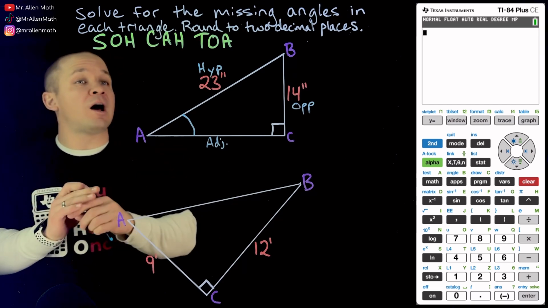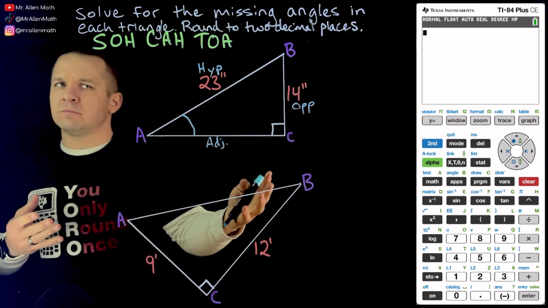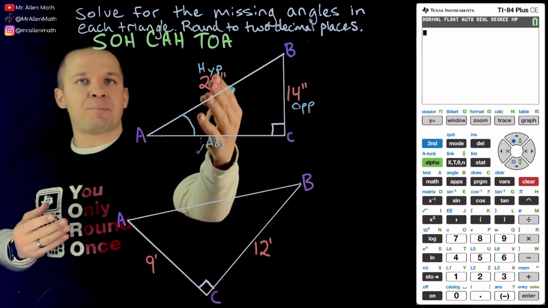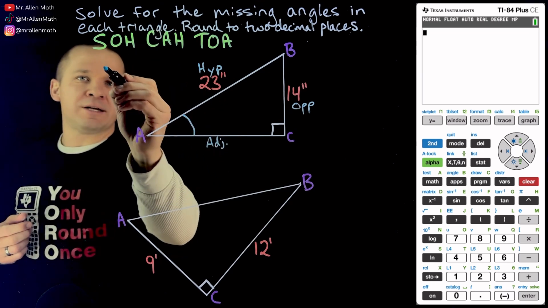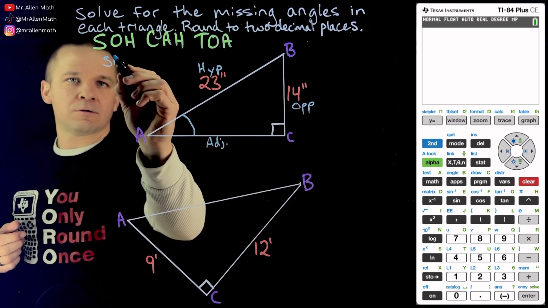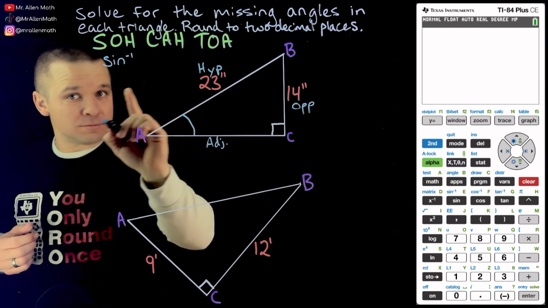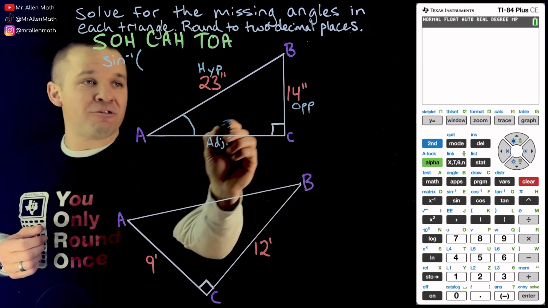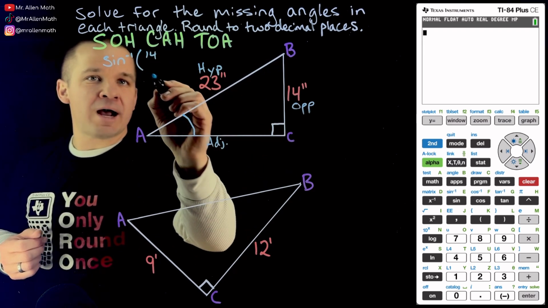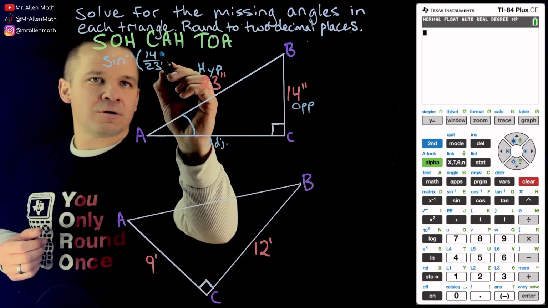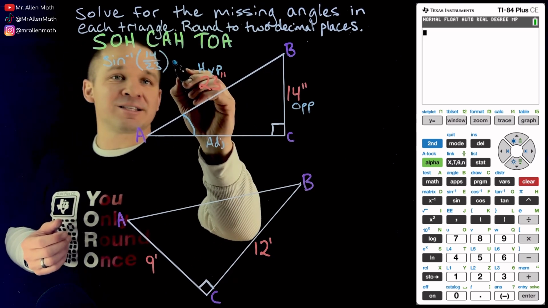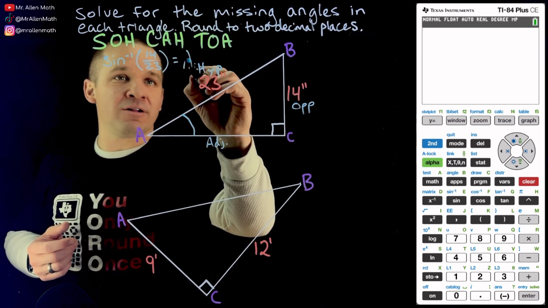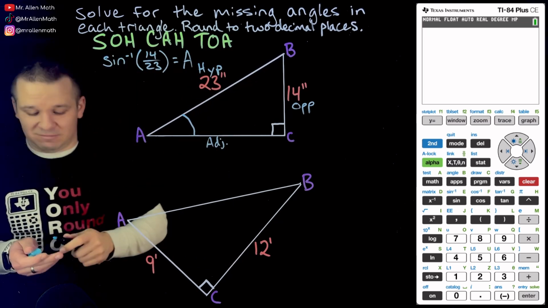So to set this one up, I'm going to use sine. Opposite, hypotenuse, sine's the move. So I'll write down sine inverse of my opposite over my hypotenuse, and I can just plug that into my calculator. That's going to equal A right over here, angle A. Boom, that's it. That's wonderful.